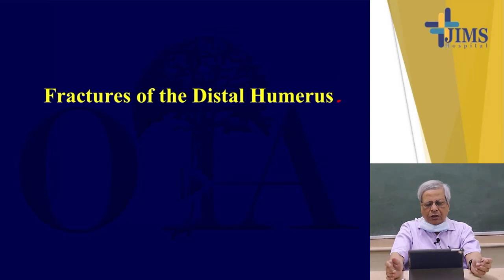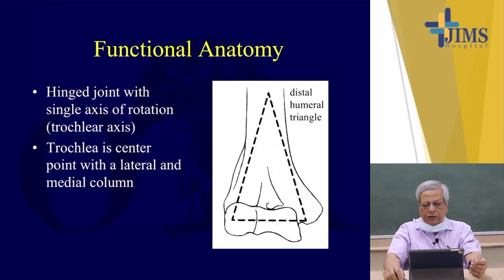Today I am going to talk about fractures of the distal humerus. Just take a look at the functional anatomy. It is a hinged joint with a single axis of rotation, that is a trochlear axis. This is the trochlear axis.